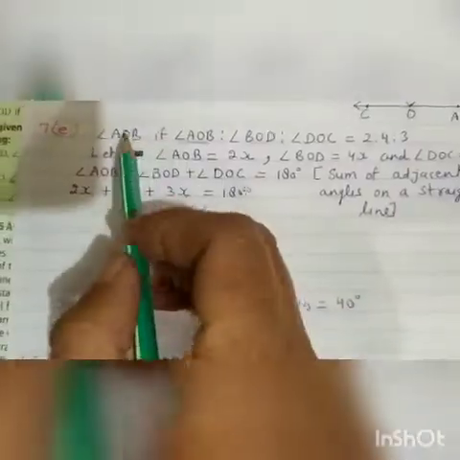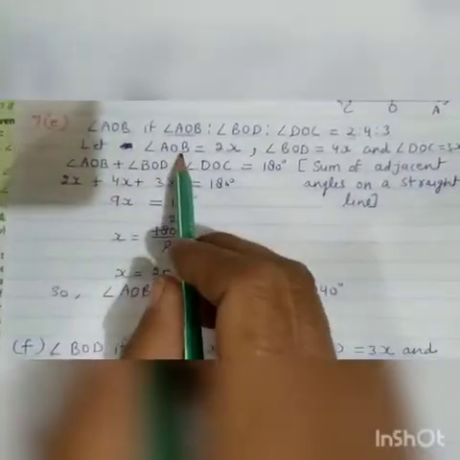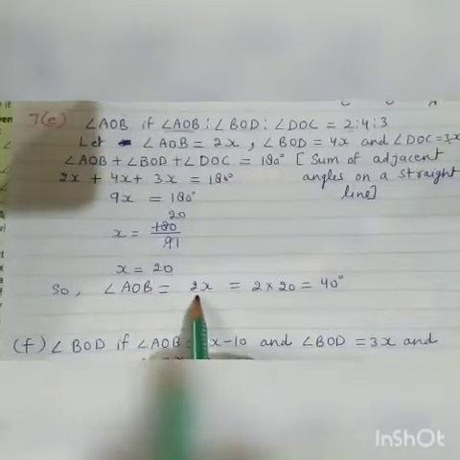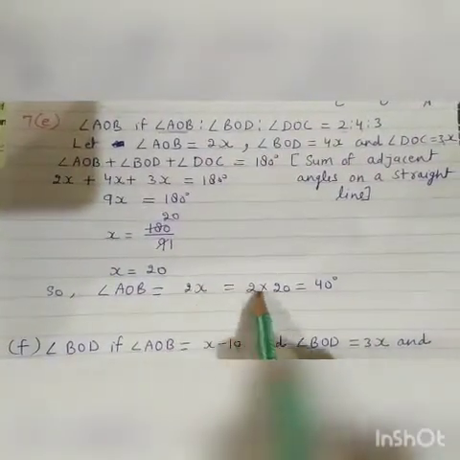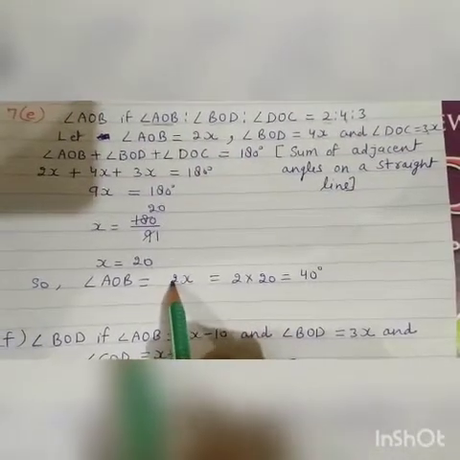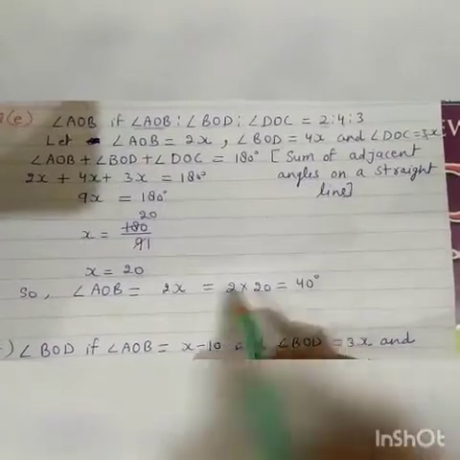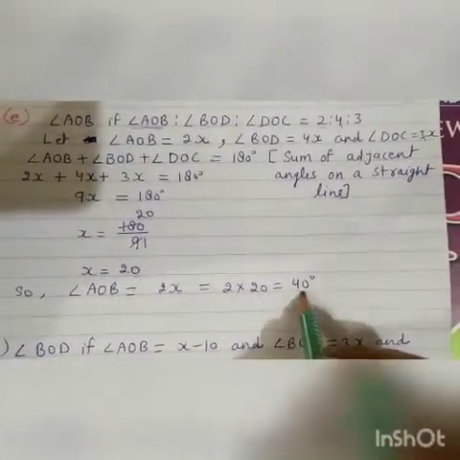Now we have to find only one angle, that is angle AOB. So angle AOB is here 2x. Here we will put the value of x. 2x means 2 into x. Then 2 into this 20, value of x is equal to 20. So angle AOB is equal to 2 twenties are 40 degrees.